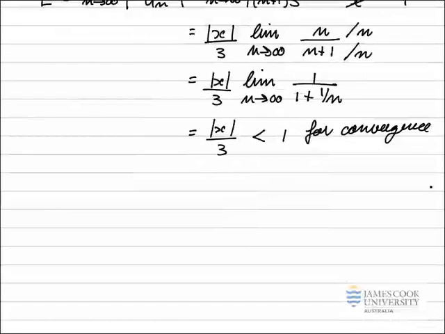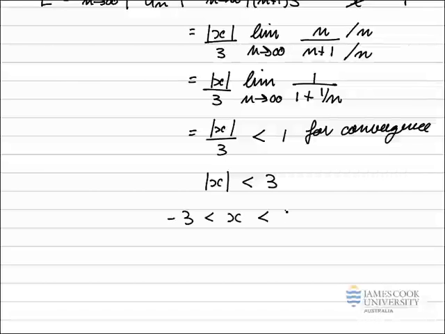So that inequality can be rearranged to tell us the interval of convergence. We multiply up by the 3, which tells us that the absolute value of x has to be less than 3. And to remove the modulus signs, we know that x by itself will be between -3 and +3. So we can rewrite that as -3 being less than x, which is less than 3. And that tells us our interval of convergence. If we were asked for the radius of convergence, at this point you could say the radius of convergence is 3.